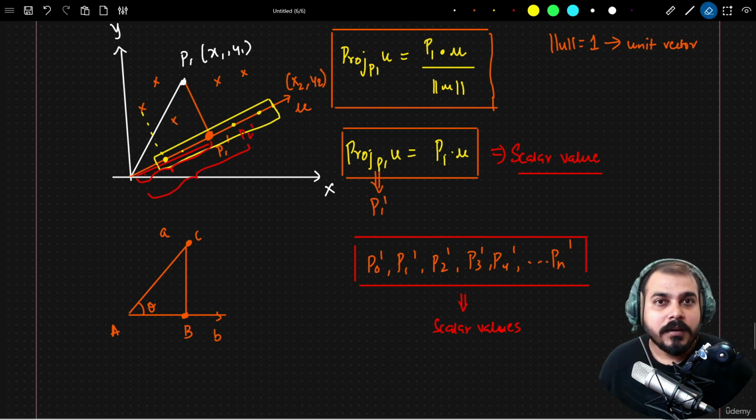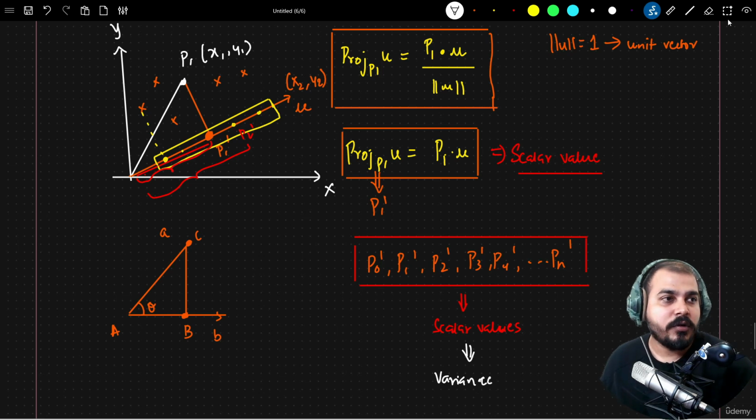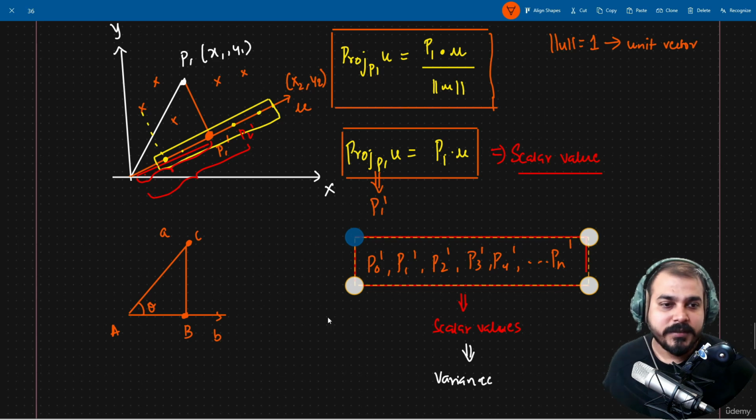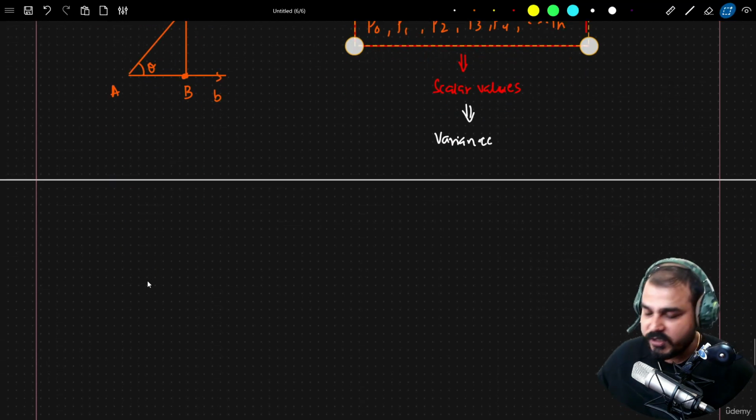From here to P2 dash. Now, once I have the scalar values, then it becomes easy for me to compute the variance, right? Let's say these are all my points. So I'm just going to select all these things, okay? And these are my points, P0 dash, P1 dash, P2 dash, P3 dash.